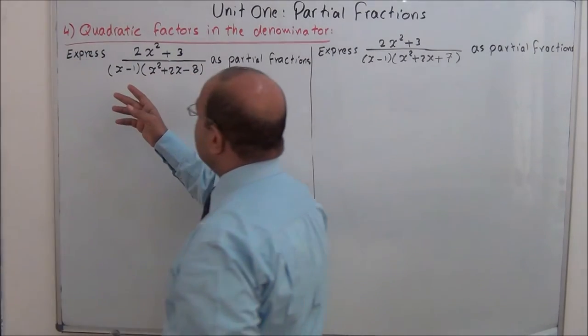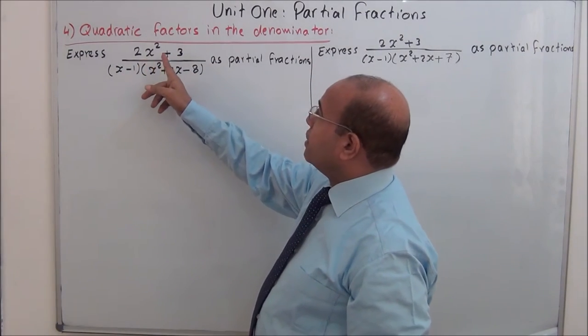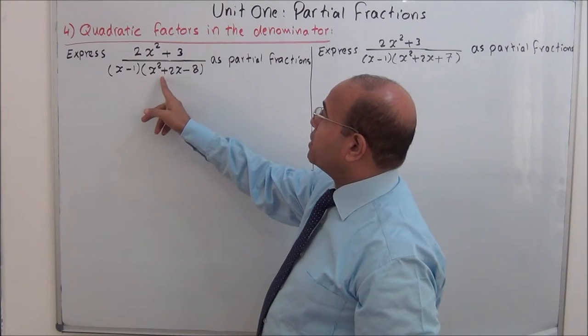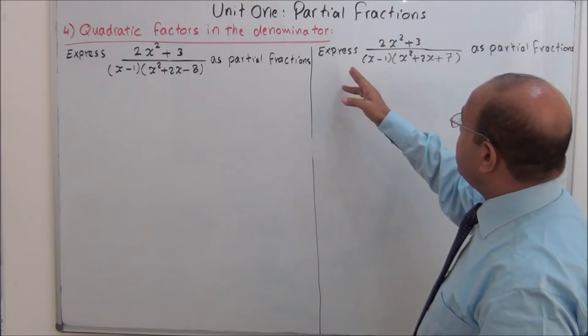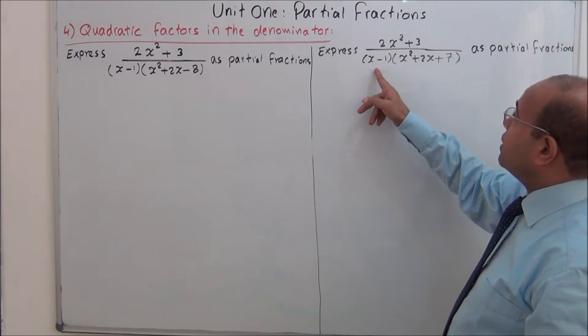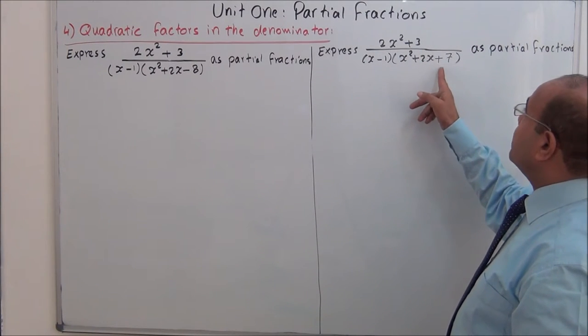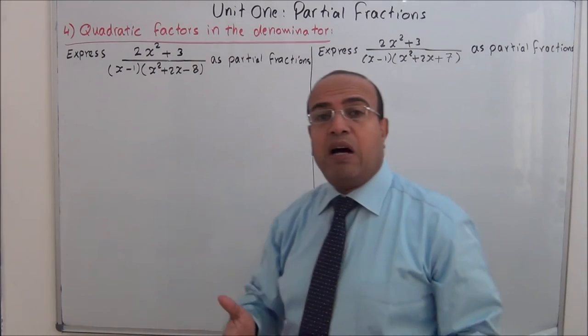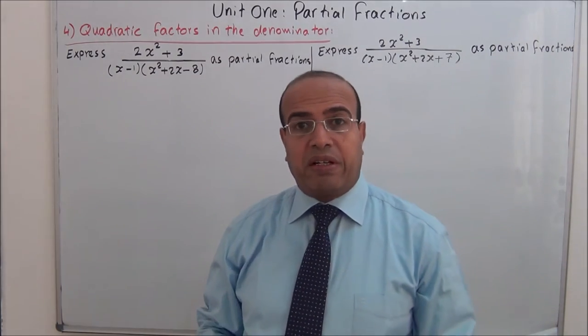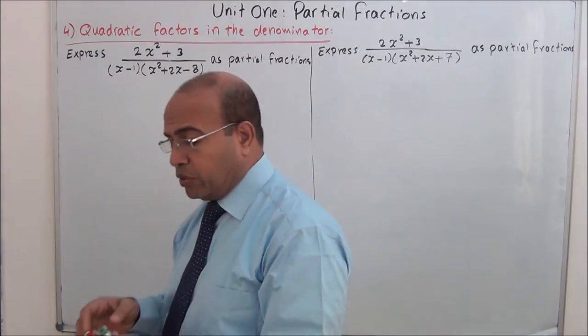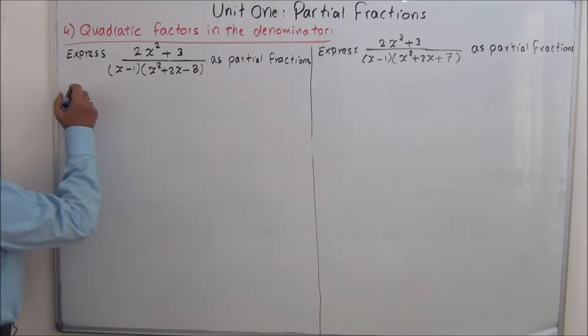In that example, express (2x squared plus 3) over (x minus 1)(x squared plus 2x minus 8) as a partial fraction. And the same, express (2x squared plus 3) over (x minus 1)(x squared plus 2x plus 7) as a partial fraction. How to decide whether the quadratic can be factorized or not? Use the calculator to factorize. So let us restart. So the solution of this one.